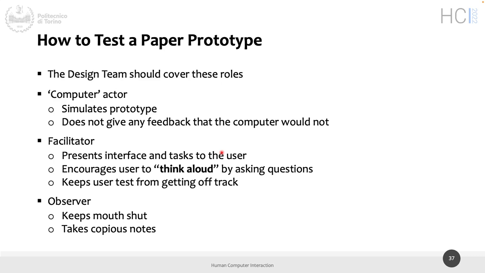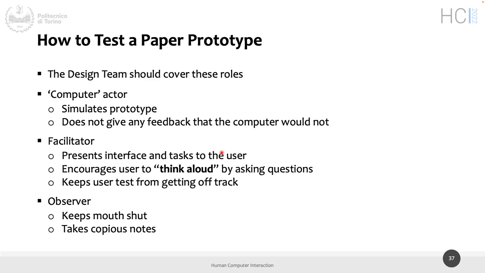And then you have other two actors that could be also the same person if you don't have enough people. One is the facilitator and the other one is the observer. The facilitator is the one that presents the interface, presents the task to the user, one task at a time, and helps the user to stay on track, to follow with the test. So this is the first task, do this. And then this is the second task, do this. So it's facilitating the session.